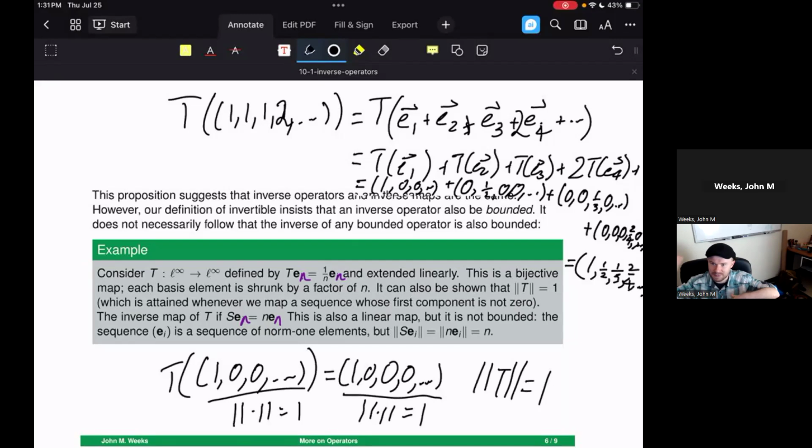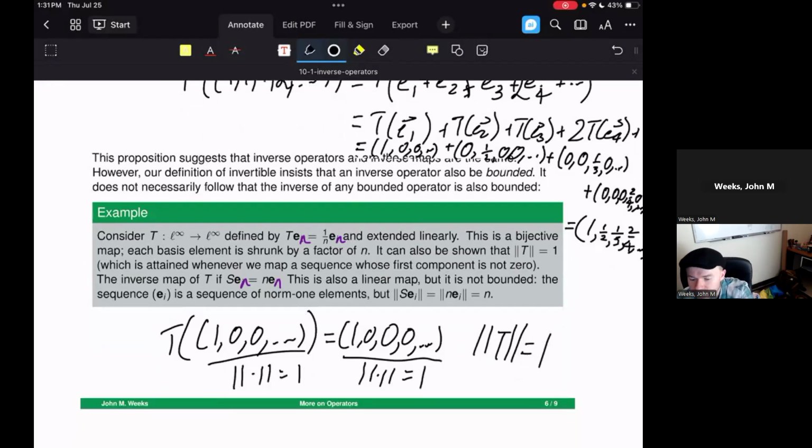So you can see that it's because the norm is measuring how much bigger or smaller a sequence can become, that the largest that this T can do to a sequence happens in the first component, and it's just going to keep it the same. The inverse map of T can be shown to be the thing that, instead of shrinking everything by a factor of n, kind of like what we did on the previous slide, actually grows it by a factor of n.